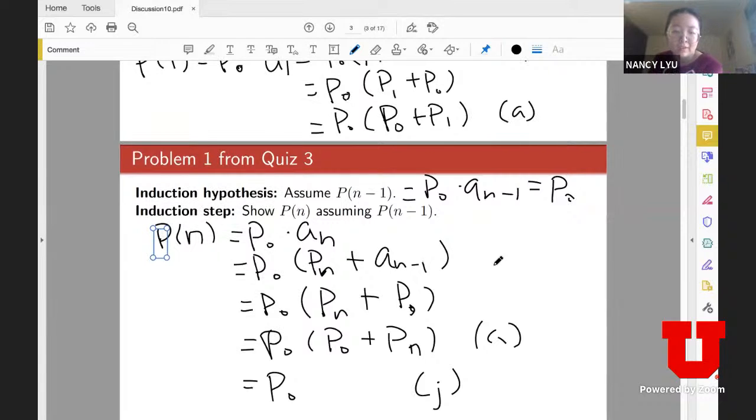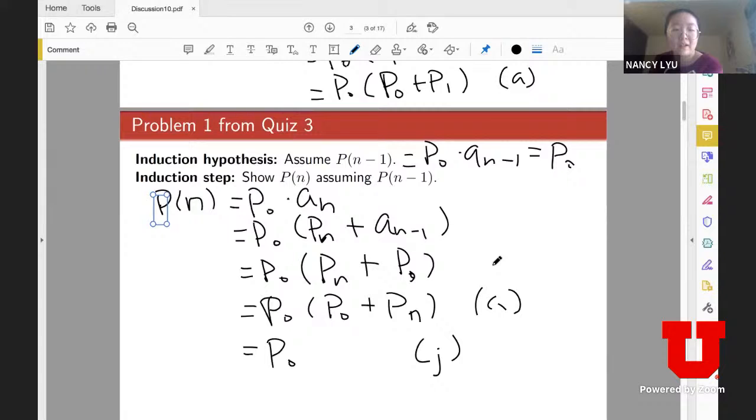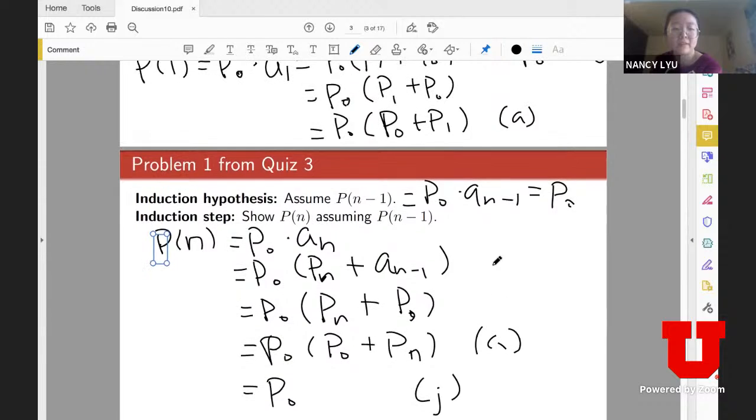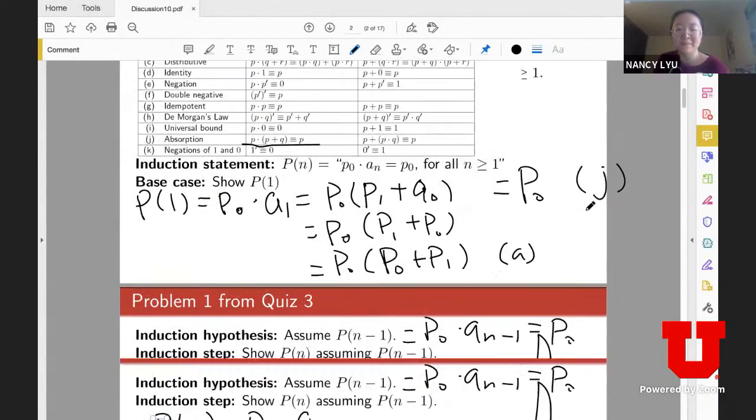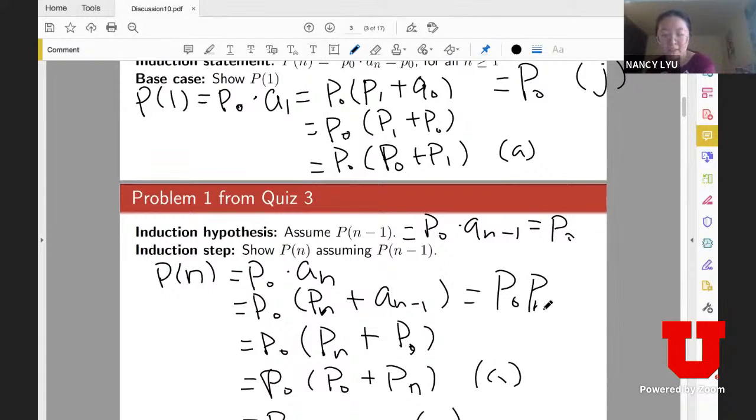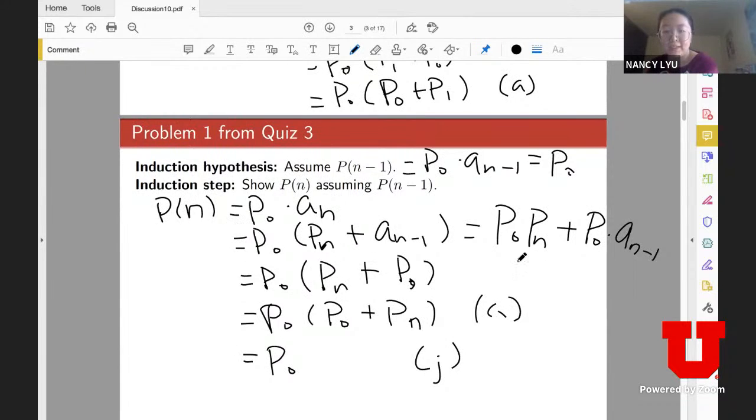Oh, I see. Interesting. So I see. If we do Pn, if right here we write out the P0 dot Pn plus P0 dot A sub n minus 1, it will give us P0 dot Pn plus P0. It is correct.